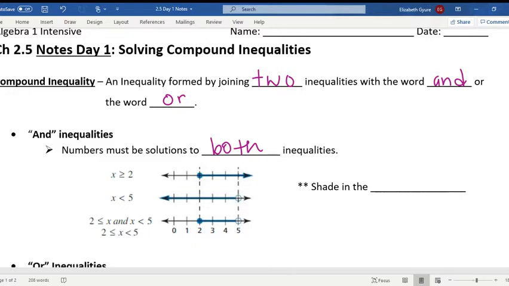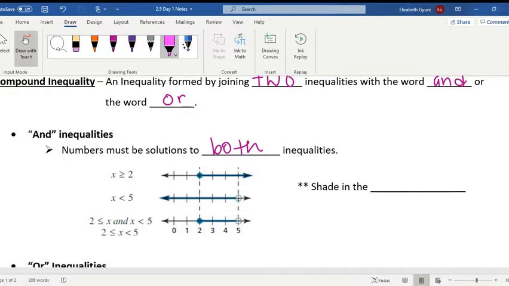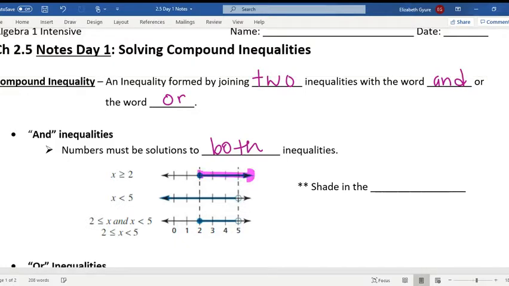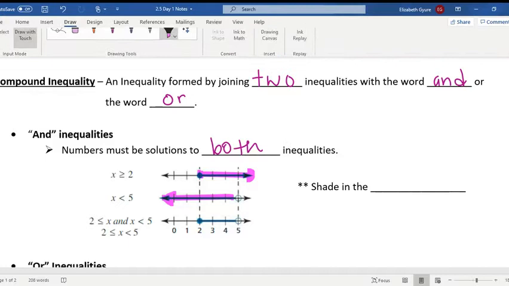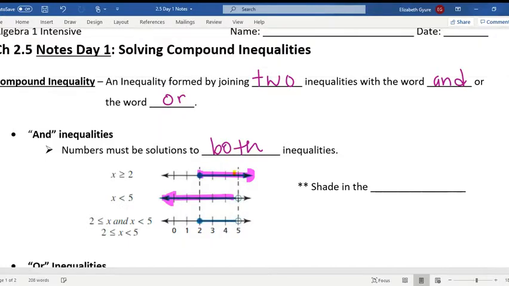So numbers must be solutions to both inequalities. So for example, if you were dealing with the inequalities, x is greater than or equal to 2, this graph has a closed circle at 2 and is then going to the right. But then if you had x is less than 5, that is an open circle at 5 and then goes to the left. Now, if you look kind of in the middle here, don't these two graphs overlap? Right here. So they would overlap like right here.